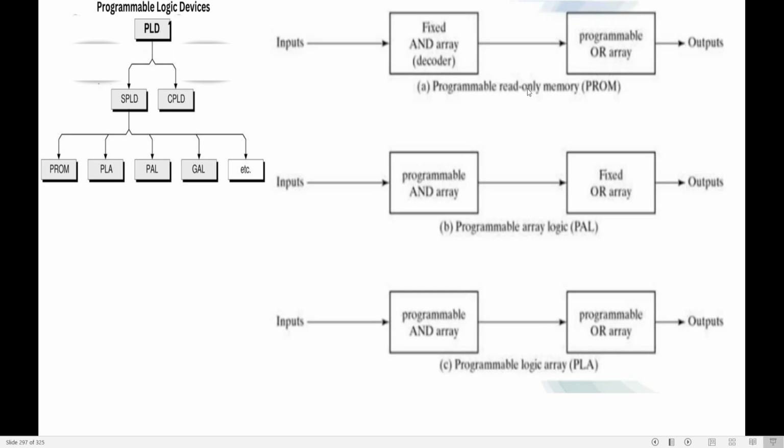We have done PROM in the previous video. We have seen PLA in the previous video. Now we are going to see about PAL. The architecture of PAL is simple. It has inputs and outputs. Between inputs and outputs, there are two stages. One is the programmable AND stage, the other one is the fixed OR stage.